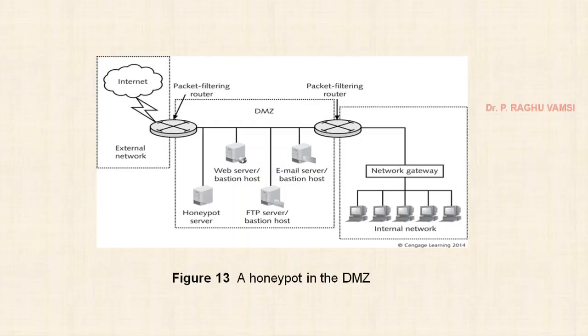So a honeypot in the DMZ is like this. Here is traffic from the internet, and here is the bastion host. Attached to the bastion host, a honeypot server is placed. The one who is accessing the public resources from outside the network will feel that this honeypot server is the one responding to the requests for web, mail, and FTP. This is the way the honeypot is placed in the organizational network.